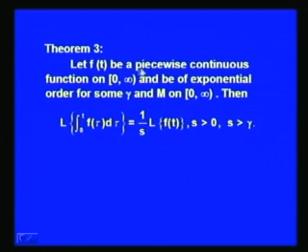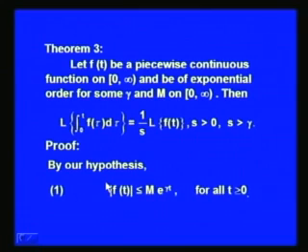So, let f(t) be a piecewise continuous function on the interval [0, infinity) and be of exponential order for some gamma and M on the interval [0, infinity). Then the Laplace transform of the integral from 0 to t of f(tau) d tau is equal to 1 by s times the Laplace transform of f(t), whenever s is greater than 0 and s is greater than gamma.